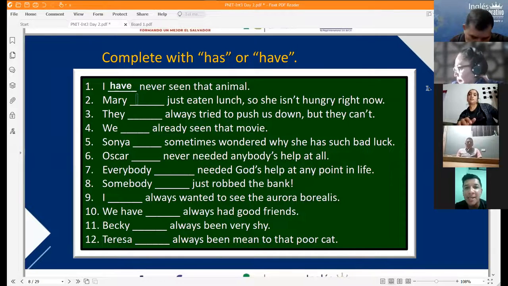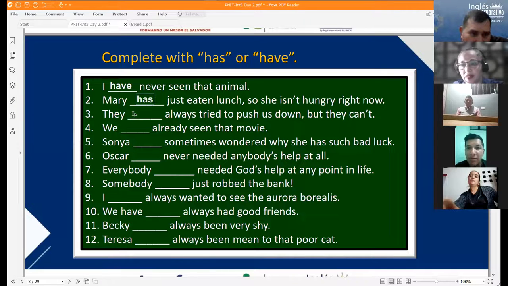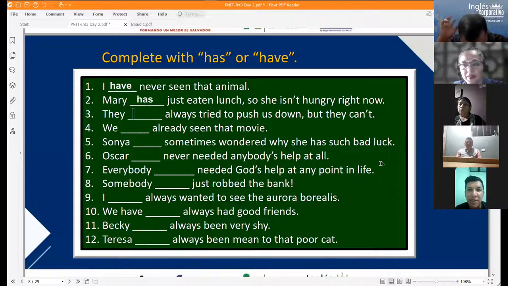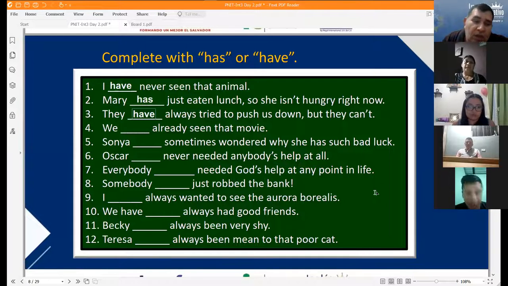Mary has just eaten lunch, so she isn't hungry right now. Excellent. Three, what do we have for three? They have always tried to push us down, but they can't. Okay. Yeah, because it's plural.